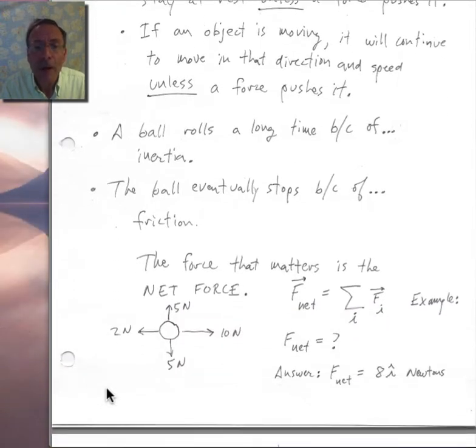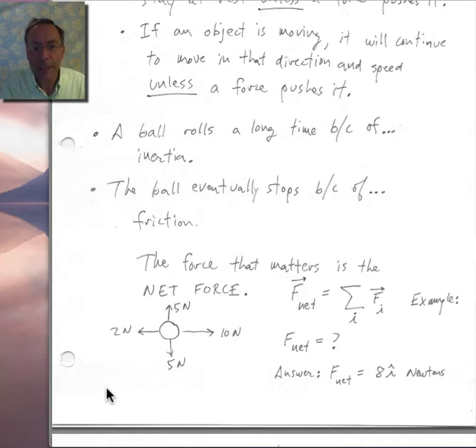Now when we talk about an object and its inertia, and a force that's speeding it up or slowing it down or making it turn, what matters here is what we call the net force. All objects actually feel many different forces, but if you add up all of the individual forces, then you come up with the net force.